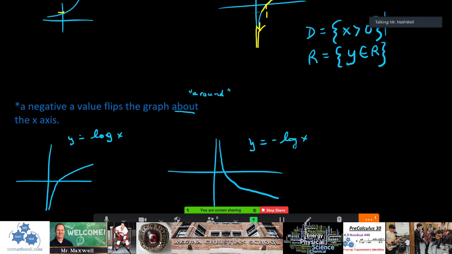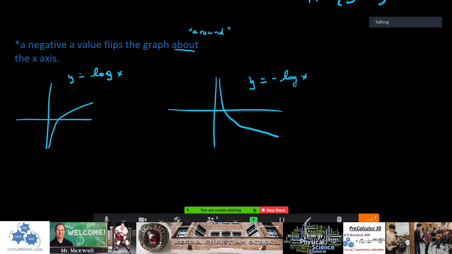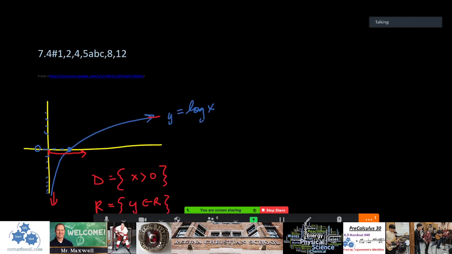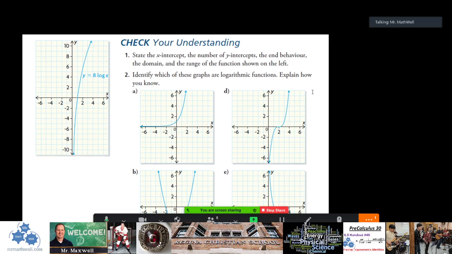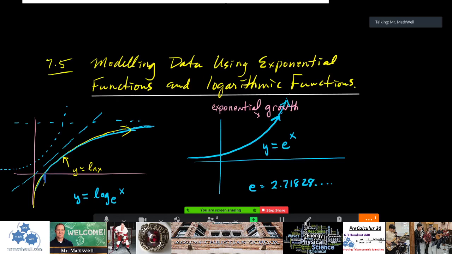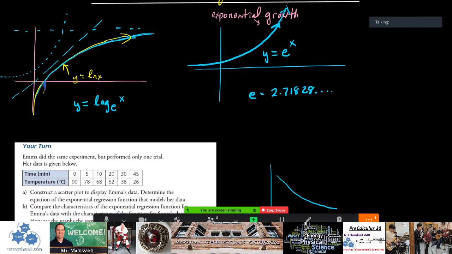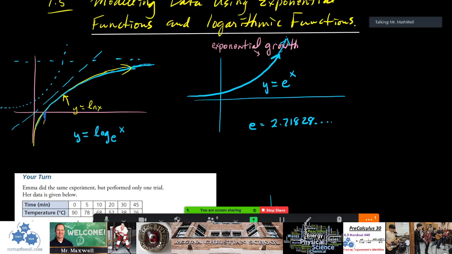All right. Negative log flips around the x-axis here. Okay, positive log x, negative log x. Okay, and that was 7.4. And 7.5 was modeling data using exponential and logarithmic functions. I also saw a few of you got this one incorrect on the quiz too.